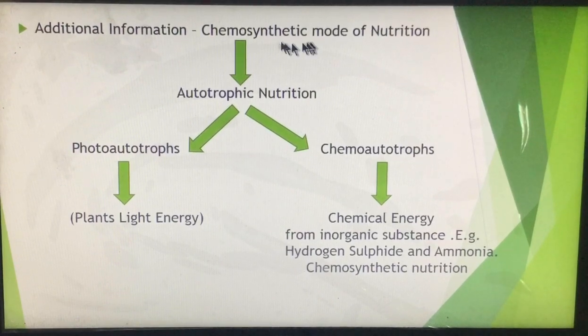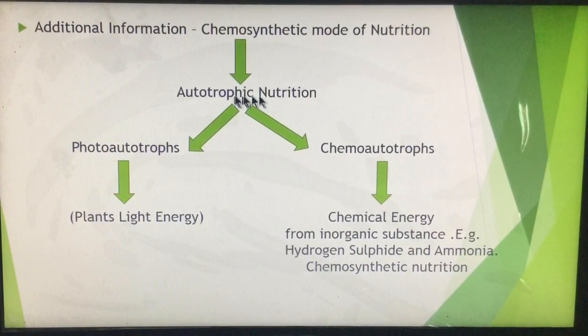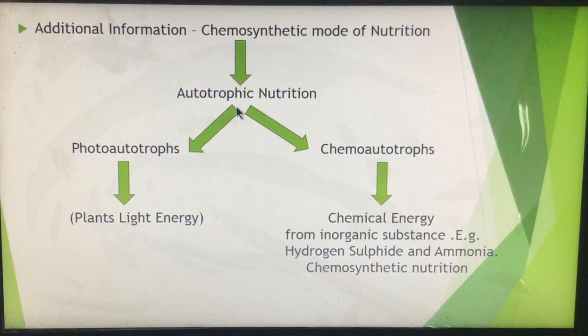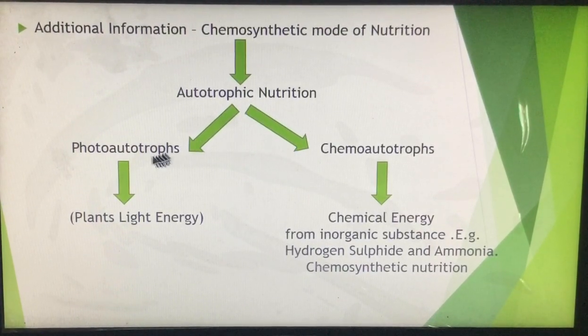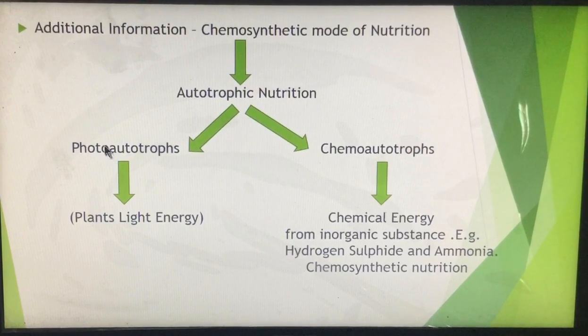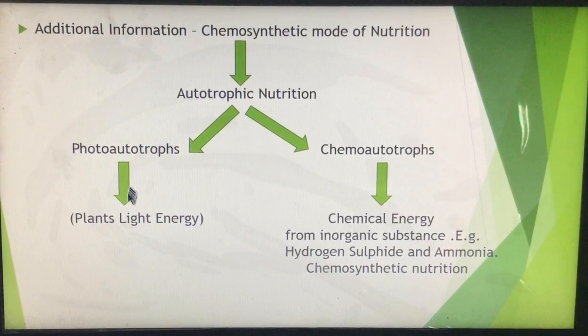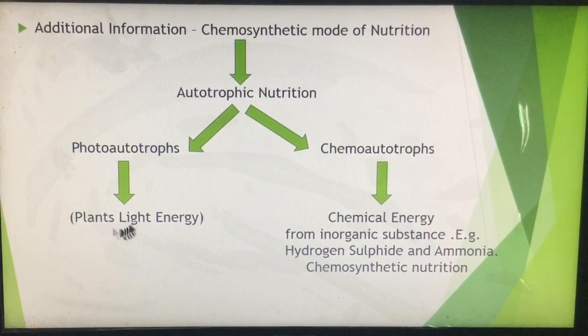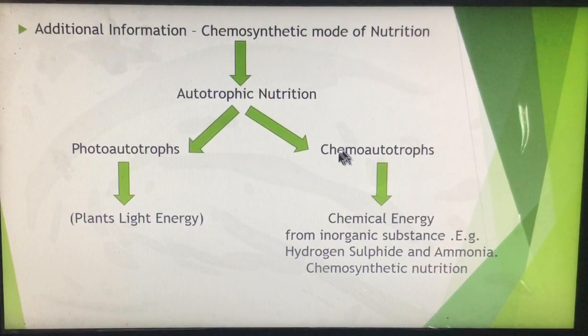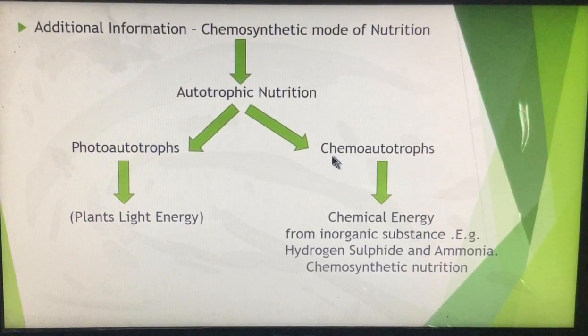Just to give you an idea, we have already talked about autotrophic nutrition. Autotrophic nutrition means the organisms which make their own food material. This autotrophic nutrition is of two types. One type of organisms is known as photoautotrophs. As the name indicates, photo means light. So phototrophs are the organisms which make use of light energy, like plants. Plants make use of light energy to do photosynthesis. So plants are photoautotrophs. But there are certain organisms, the second type, which are again autotrophs, but they are chemoautotrophs because they don't use light energy.